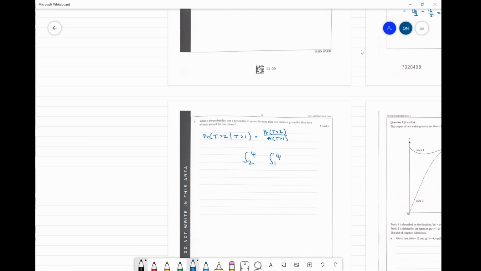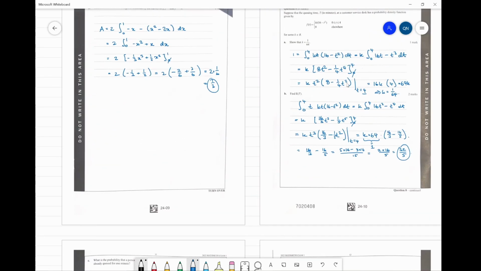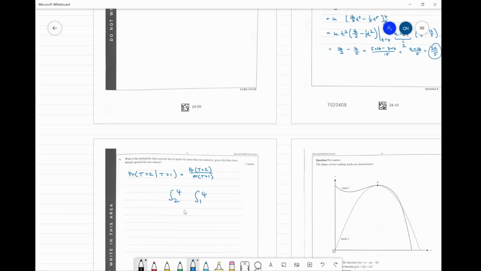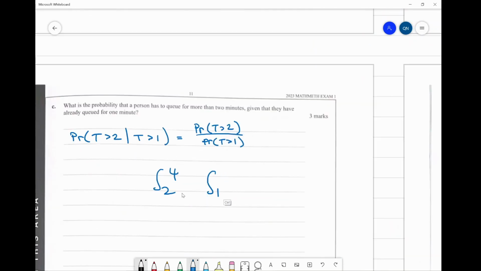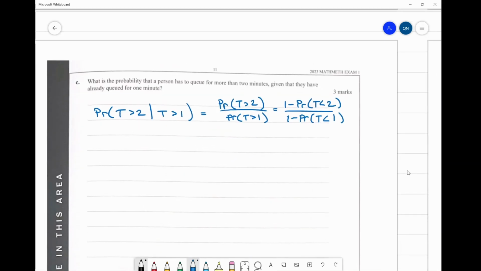But if you realize what we've done before, it's really nice to start the integration at 0 because the antiderivative just vanishes. So what we can do is take the complements of everything over here, and instead of doing 2 to 4, we can do 1 minus the probability that t is less than 2, over 1 minus the probability that t is less than 1. And now these integrals are going to be integrals from 0 to 1 and 0 to 2 instead, which is much nicer, because if you plug 0 into the antiderivative, it's going to vanish, and you just need to plug in 2 numbers. Right, so let's do this.